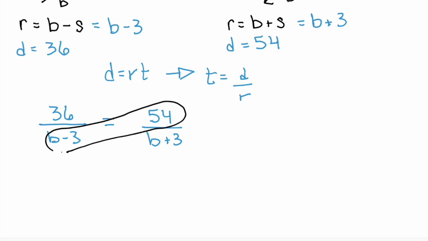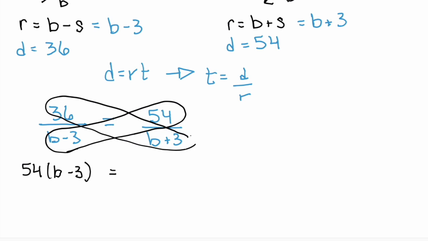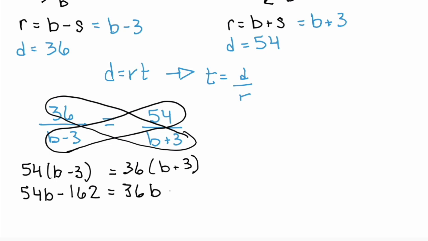So we have 54 times B minus 3 equals 36 times B plus 3. Let's distribute. We have 54B minus 162 equals 36B plus 108.